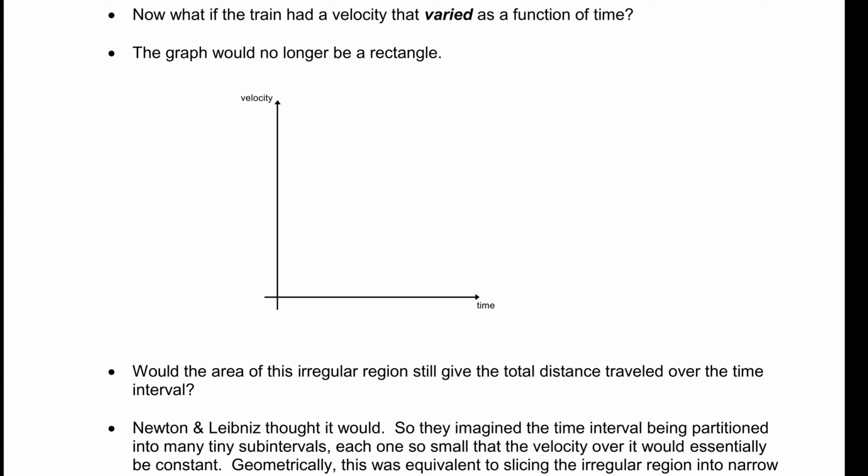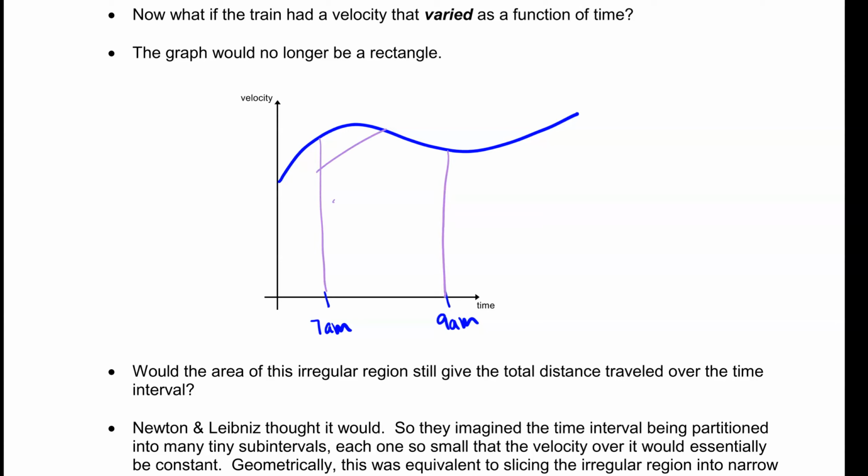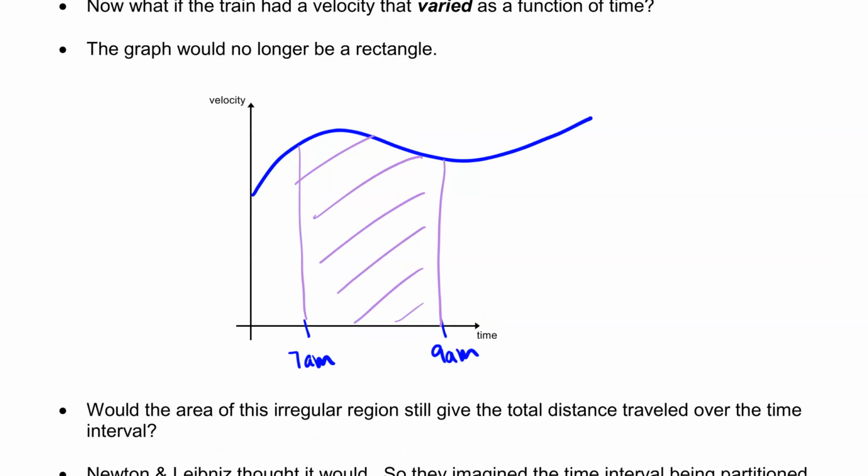Let me draw a function. So maybe something like this, right? And let's go from, once again, 7 a.m. to 9 a.m. Where's my purple? Ooh, right? This is not a nice triangle. We can't find the area with a nice triangle.